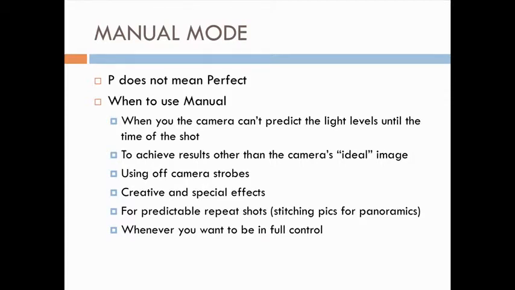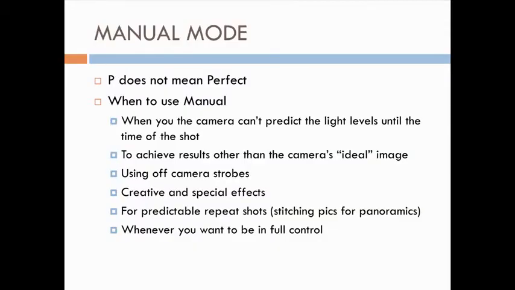And then the third of the three is the manual mode. People use the phrase "P does not mean perfect." The P, the program mode that most cameras have, is great when you need to be able to pick up the camera and take a quick shot and not really worry about things. But it does what it thinks is the right thing to do, which is not always the ideal outcome.